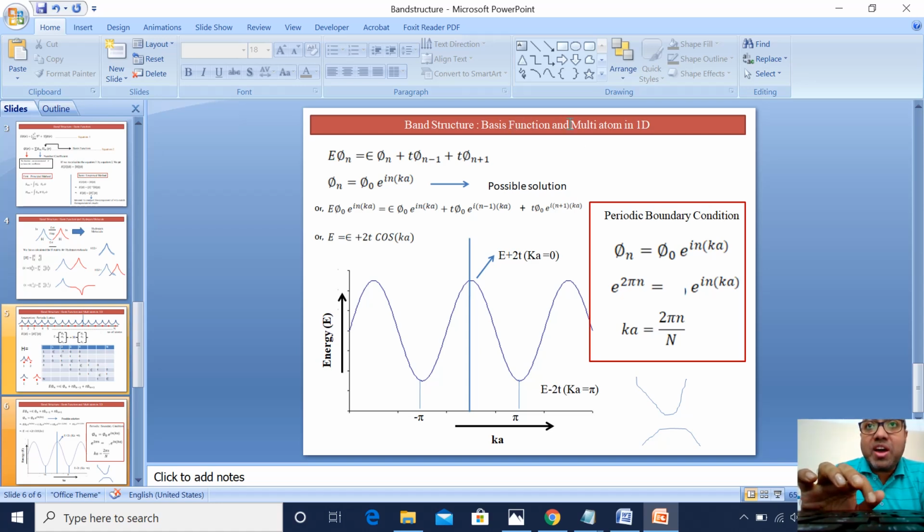Basis functions and the multi-atom problem in one dimension: what happens in 2D or 3D? That we'll discuss. Okay. Fine. Thank you.